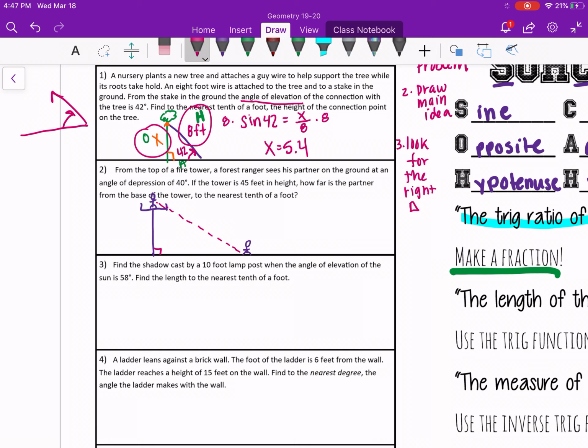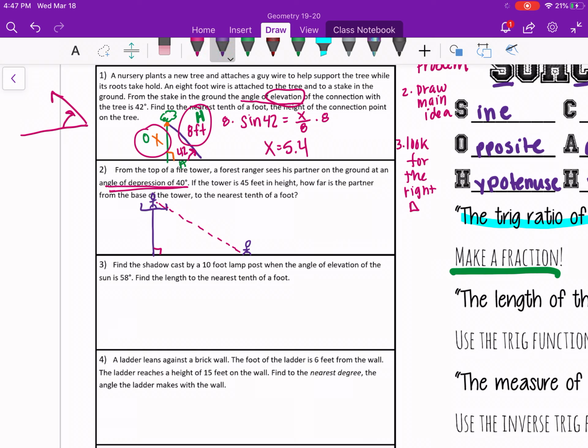So now once you can envision the triangle, go back and label the parts. It says, a forest ranger sees his partner on the ground at an angle of depression of 40 degrees. Angle of depression is also another term or phrase that you're going to hear a lot in word problems. Angle of depression is a little bit trickier, but you can pretty much think of the angle of depression as an angle of elevation.